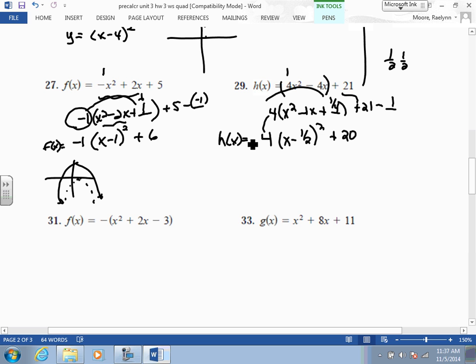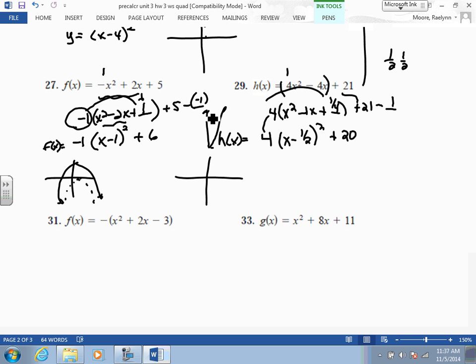vertex form. What does the 4 do in terms of a transformation? Stretch. Vertical stretch. So I move in which direction? The right. The right 1/2, up 20. And I stretch it so I'm getting kind of a narrow graph up here. And again, my board's just a little bit off again than usual.